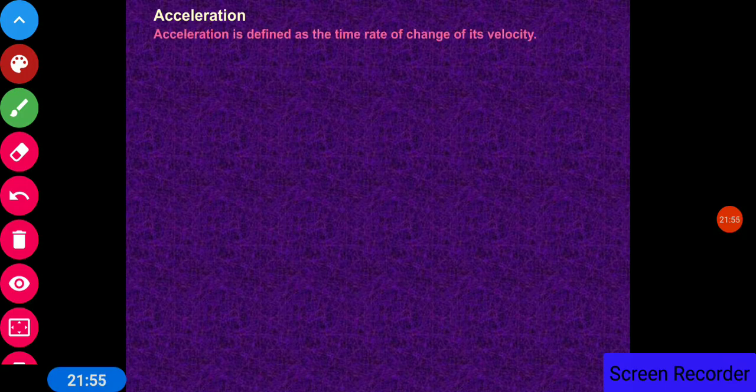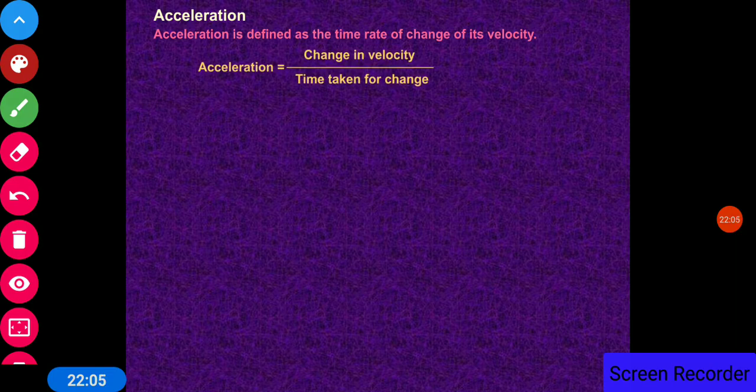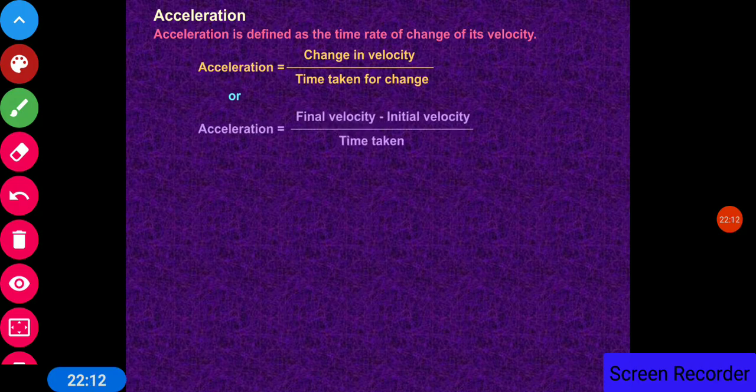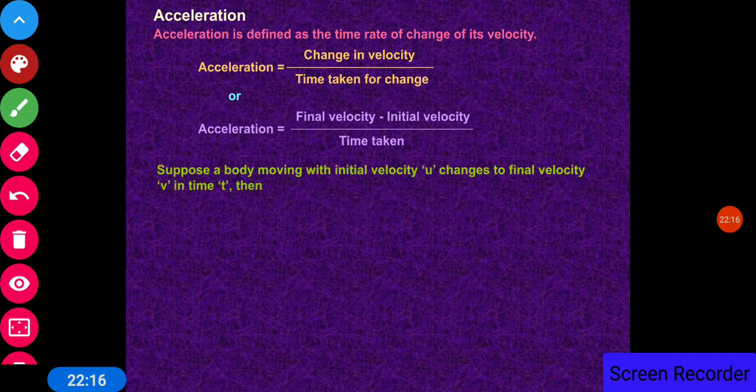Now, acceleration. You must also have an idea of acceleration from your previous class, that is class 9th. Acceleration is defined as the time rate of change of velocity. Acceleration is equal to change in velocity upon time taken for change, or final velocity minus initial velocity upon total time. Suppose a body is moving with initial velocity u and changes to final velocity v in time t, then a is equal to v minus u upon t.